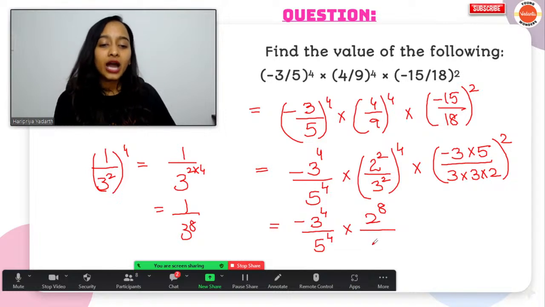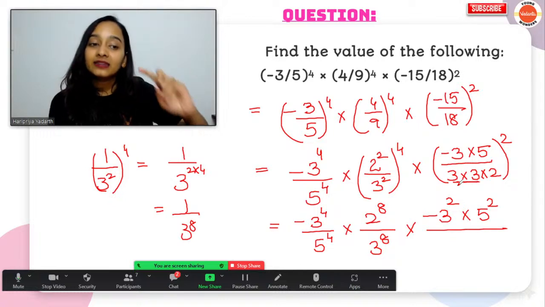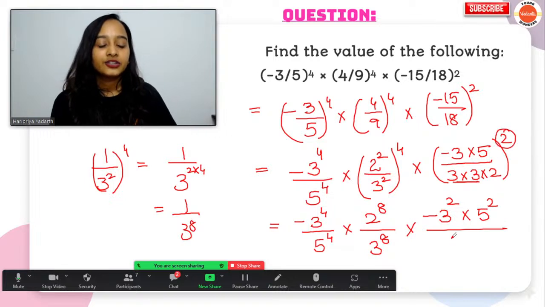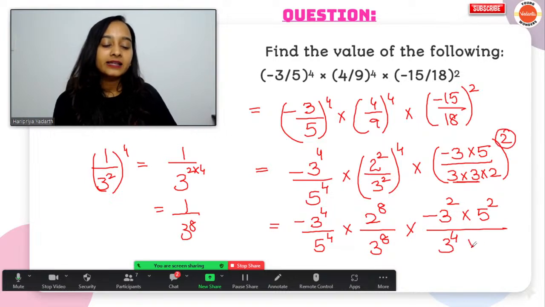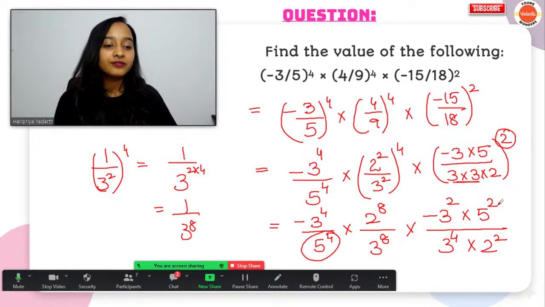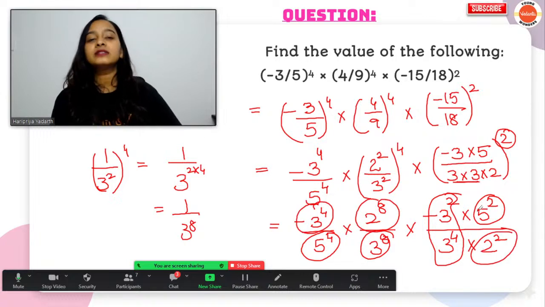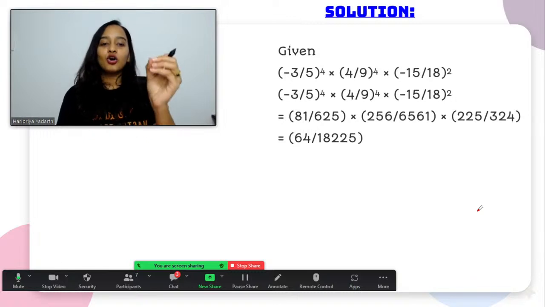ठीक है? तो यहाँ पे we will be writing 3 to the power 8 multiplied with, now minus 3 to the power 2 multiplied with 5 to the power 2 divided by 3 into 3 will give you 3 square, 3 square whole square again here. So it will be 3 to the power 4 multiplied with 2 to the power 2. Now you can cancel out your things here. A lot of things will be cancelled out and a lot of things have similar bases. They are having the same bases. You just have to simplify them using the laws of exponents.